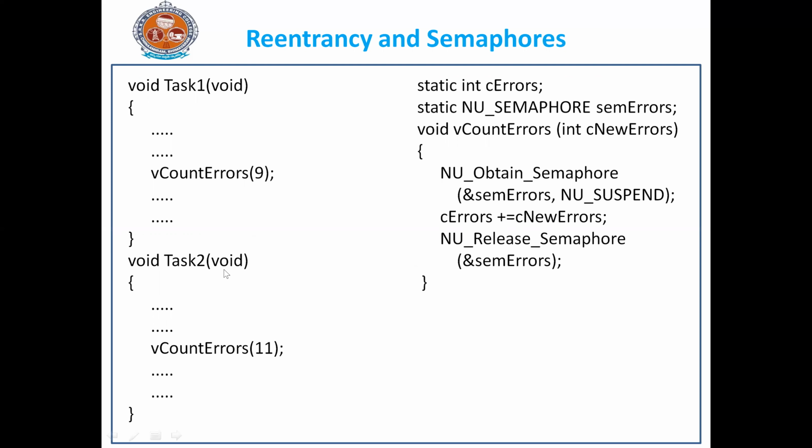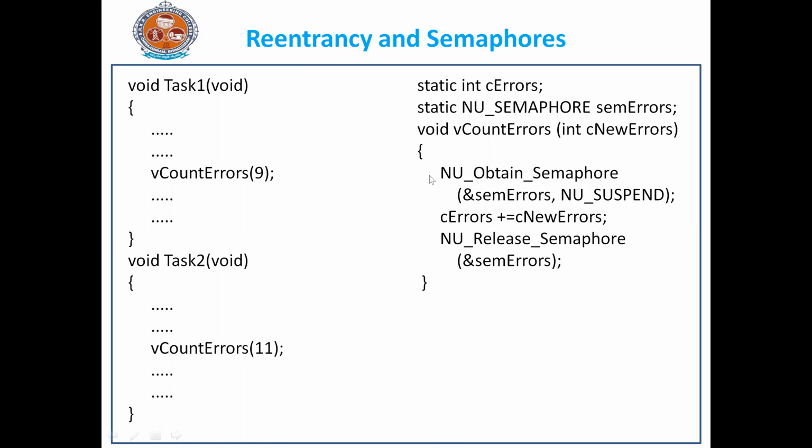Then after task 2 is called, because C errors is declared as static int, the value is now 14, and 14 plus 11 means the value will be 25. But in the previous session, where we explained this example in detail, we got the answer as only 14, because of the problem of the RTOS switching between the tasks. So we got a wrong answer.